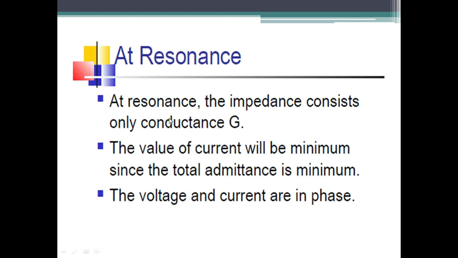Hence, at resonance the admittance consists of only the conductance value G, and the value of the current will be minimum. Since the value of the total admittance is also minimum, in the case of parallel resonance the voltage and current are in phase with each other.